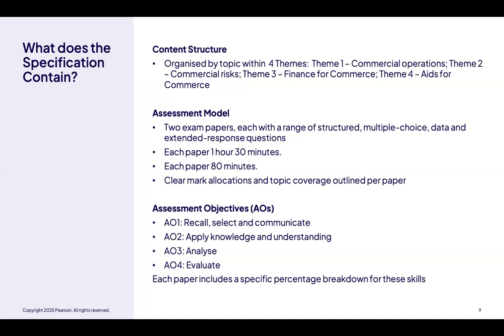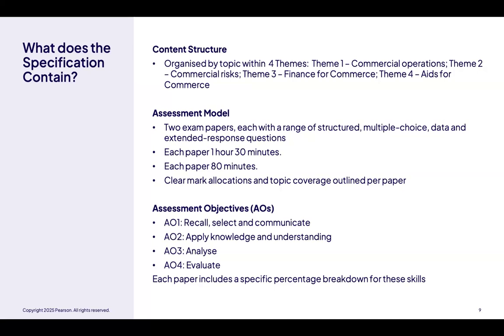And again, that should be a real benefit for you. At the heart of the course and the development was consistency. There aren't different ways of being assessed on paper 2 than paper 1. There's a lot of consistency across these 2 papers. Each paper is 90 minutes, 1 hour 30 minutes long. That should say 80 marks, by the way, there. Each paper is marked out of 80. And there are clear mark allocations and topic coverage outline per paper.